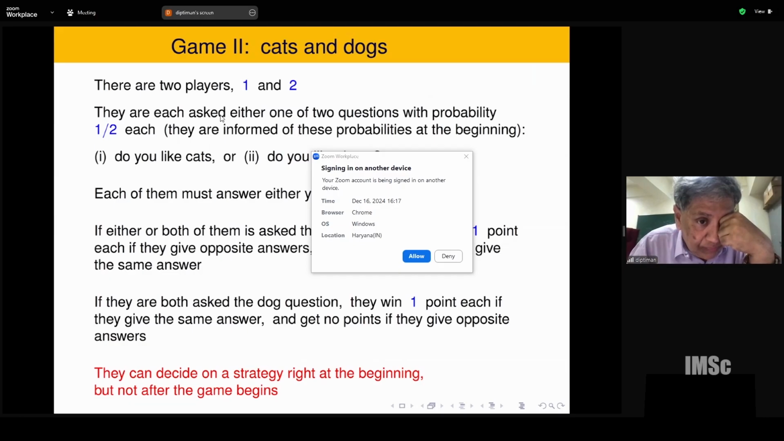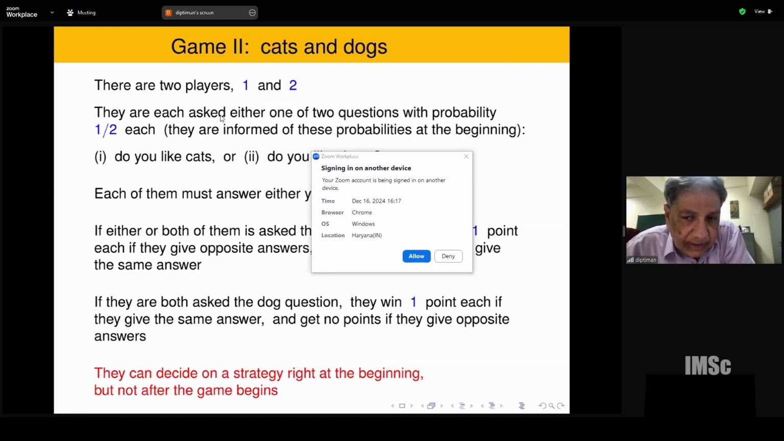Sometimes the referee can ask about cats, sometimes about dogs, in a random way with probability half each. It's important that the players know that the probabilities are half each, because it turns out that the strategy depends on that. If the probabilities were 3/4 for cats and 1/4 for dogs, the strategy would have to be changed a little bit. So this is about asking the question and the players giving some answer.